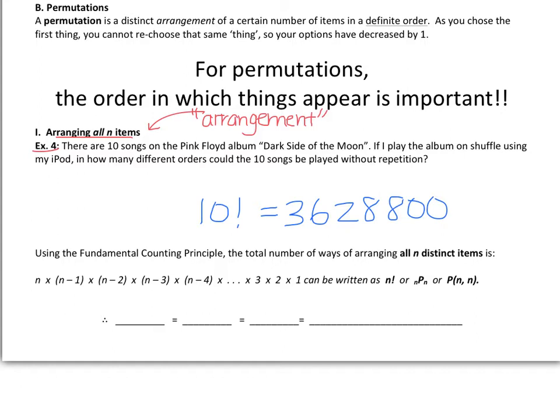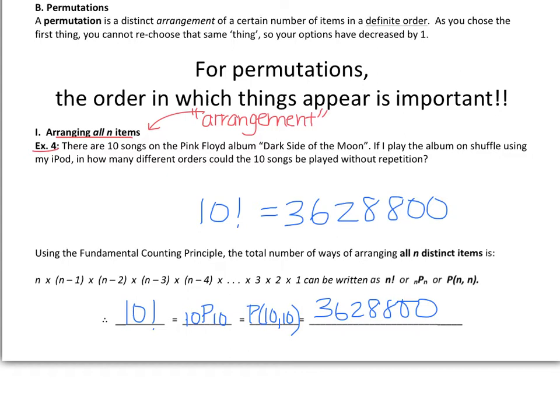Using the fundamental counting principle, the total number of ways of arranging all n distinct items is, of course, n times n minus 1 times n minus 2, all the way times 3 times 2 times 1. And of course, that can be written as n factorial, but we could also write that as nPn or P(n,n). Therefore, 10 factorial is equal to 10P10, which is of course equal to 3,628,800.